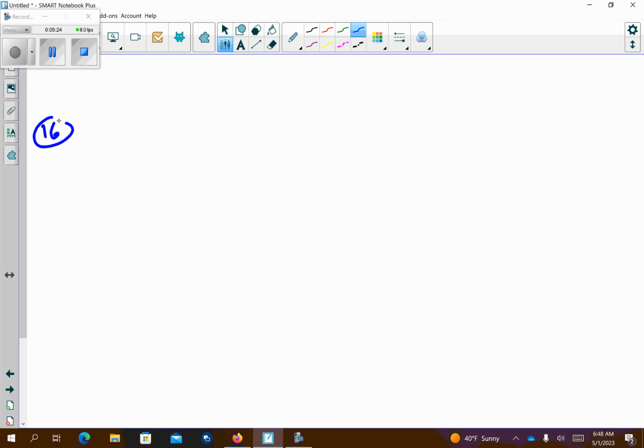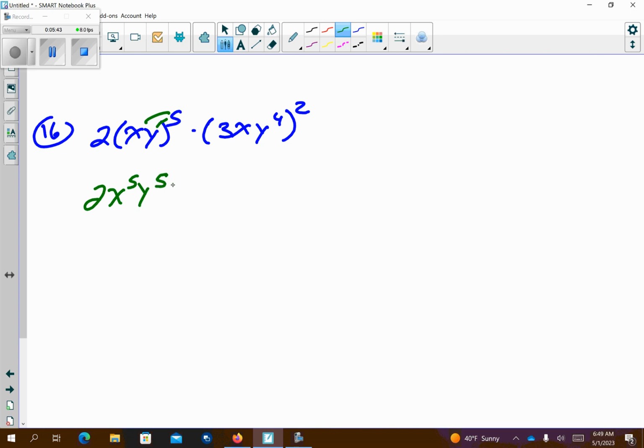Number 16, I'm going to get 2xy to the 5th times 3x to the y to the 4th squared. The 2 just comes down. Distribute that here and here, so I get x to the 5th, y to the 5th. And then distribute here and here and here, so I get times 3 squared, x squared, y to the 8th.